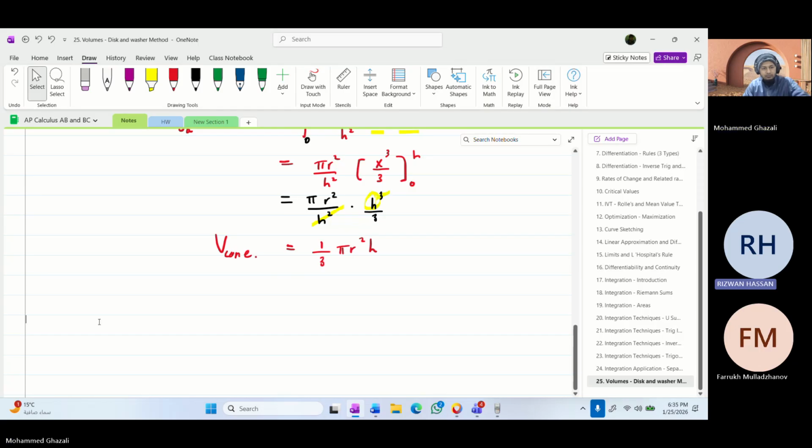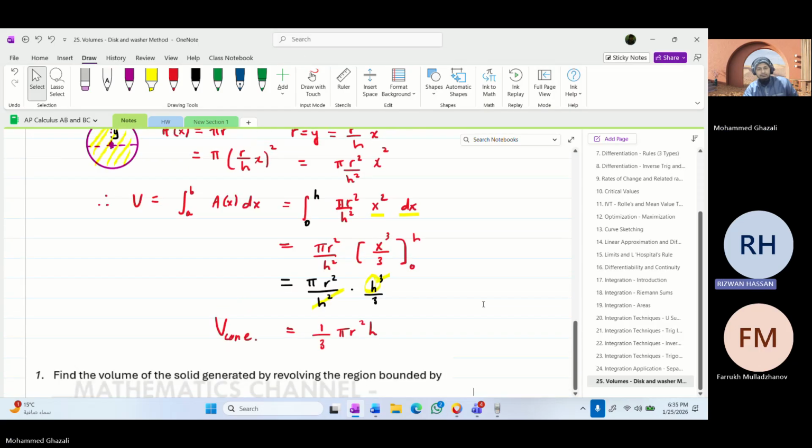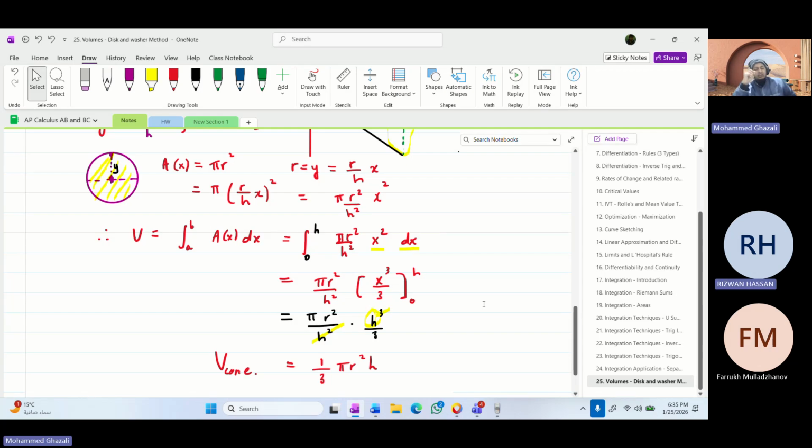Wait, before you continue, can I finish this? I'm not done yet. Yeah, of course. So first find the area of the cross section. After you find the area of the cross section, we just integrate that area over the x boundaries.